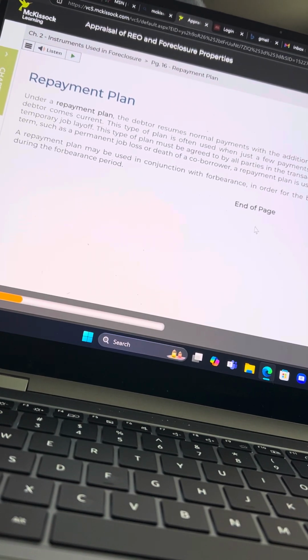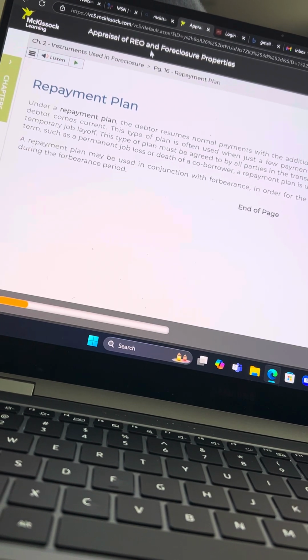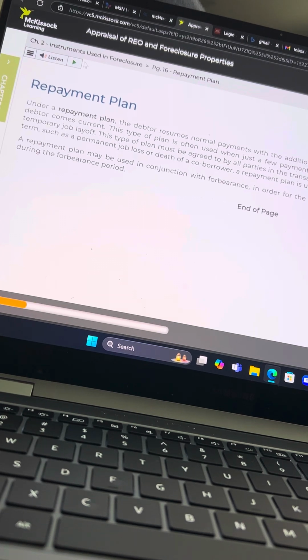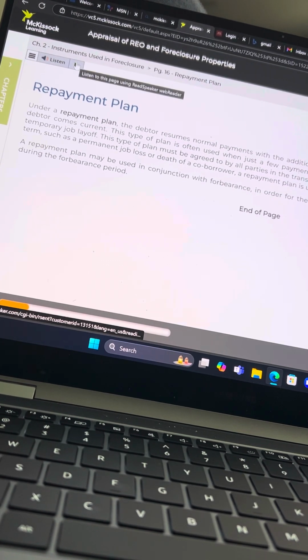Appraisal of REO and Foreclosure Properties. Chapter 2, Instruments Used in Foreclosure. Page 16, Repayment Plan.